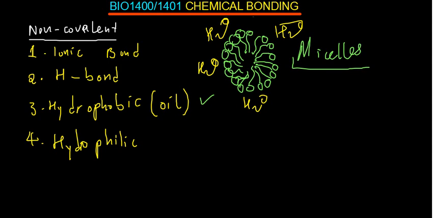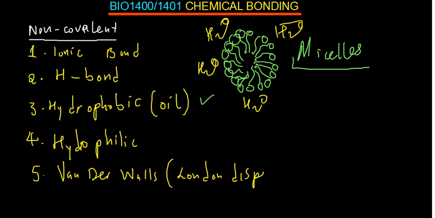Okay, so the last type of non-covalent bond is called van der Waals. I hope that's the spelling. This is also called London dispersion force, LDF. So for these forces, what we are going to see is that you have atoms which are not polar.